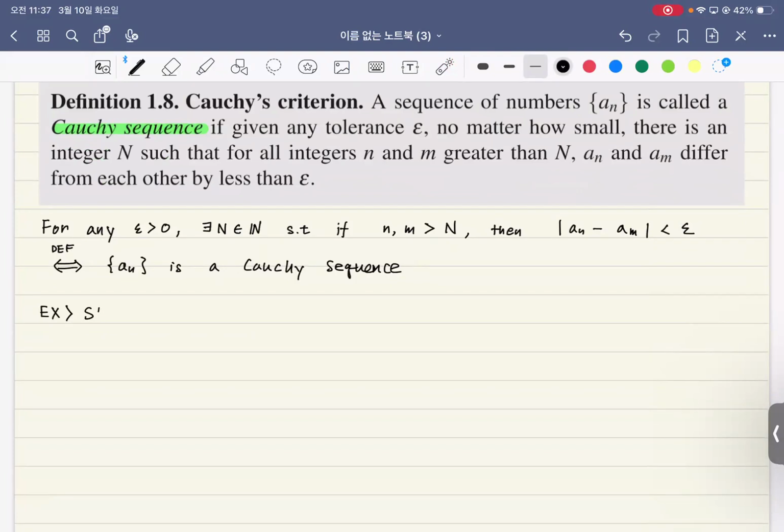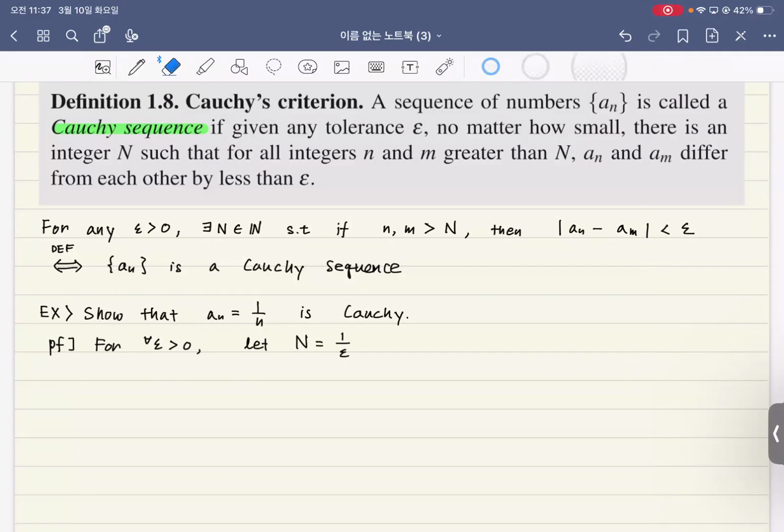First, some example. Show that a sequence is a Cauchy sequence. Okay, all right. For any epsilon, I want to choose my n to be 1 over epsilon. No, sorry, it must always be an integer. So I'll choose my n to be just any integer greater than 1 over epsilon.